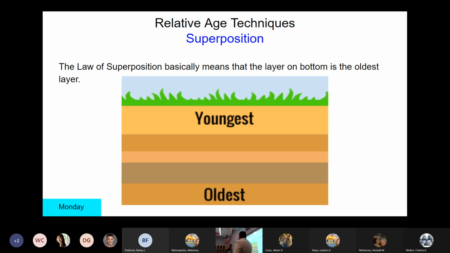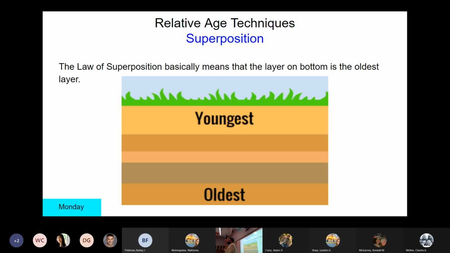Okay? So the first rule is the law of superposition. That's actually one of your note things on there, and I gave you a picture. It's the law of superposition. Superposition just means that the ones on bottom are the oldest, and then the ones on top are the youngest. And again, that should make sense.